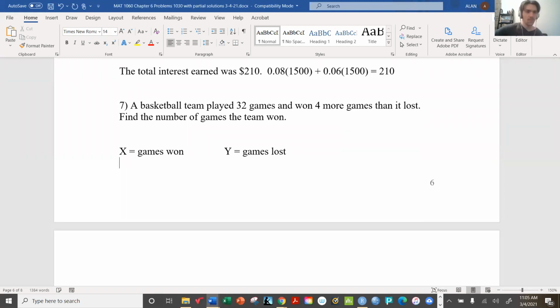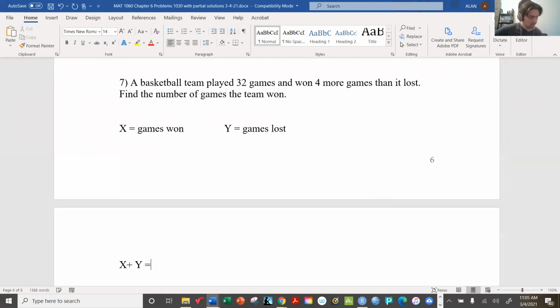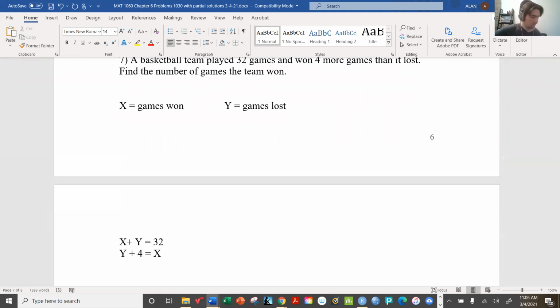So we know 2 things. X plus y equals 32 because they played 32 games. Now, the number of wins is greater than the number of losses by 4. So therefore, y plus 4 equals x. Because the number of games lost is smaller, we have to add 4 to it to bring us up to the number of wins, which is x.